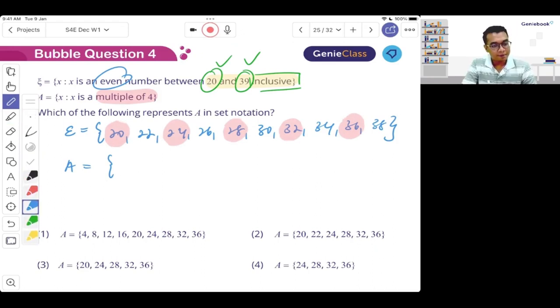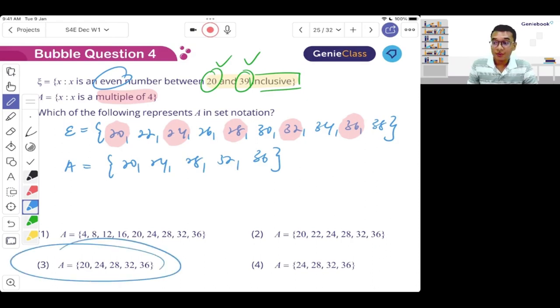Okay? So you start to see a pattern almost. It's like you are just taking every alternate number. But take note, you might not always see this pattern. It depends on the question. Okay? So let's write down the elements of set A: 20, 24, 28, 32, and 36. So there you go. I want elements of set A, so that would be option 3. Okay. Now let's move on.